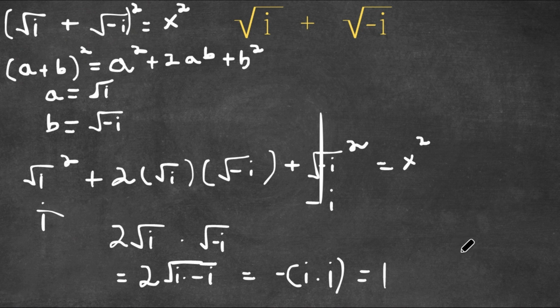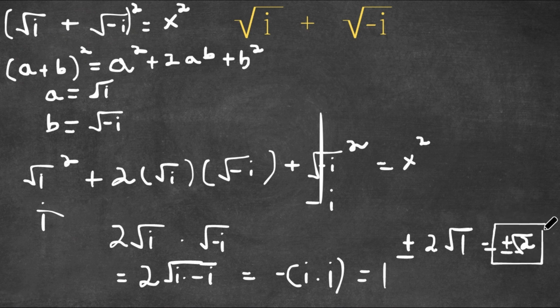So we have 2 times the square root of 1. And this would actually be positive or negative. And the square root of 1 is simply 1, so we have positive or negative 2. But this, however, is equal to x squared. So now if we take our square root on both sides, we get plus or minus the square root of 2. So this would be our answer.